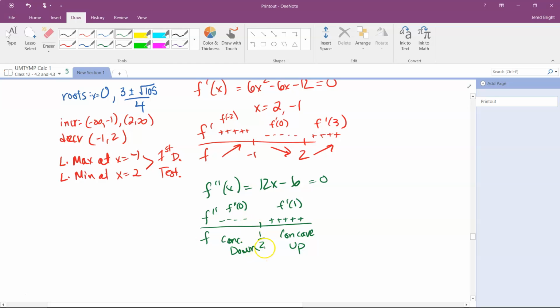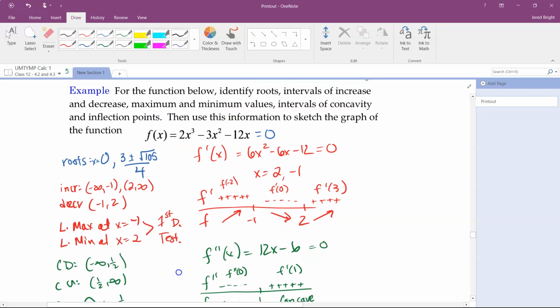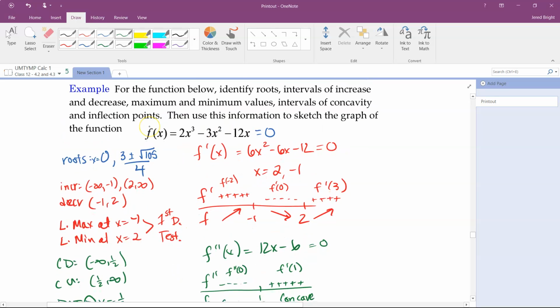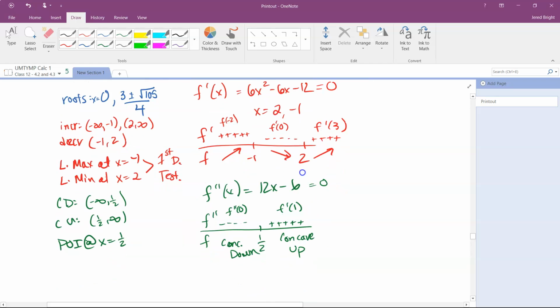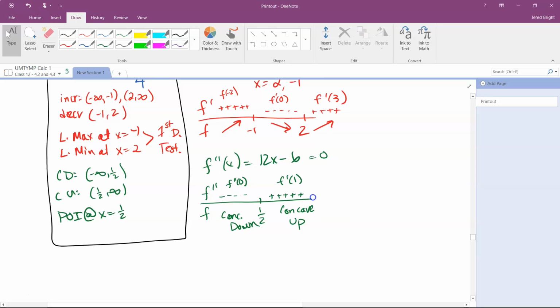Okay, and then consequently the point of inflection is 1/2. So I'm just going to say concave down on minus infinity to 1/2, concave up on 1/2 to infinity, and then I'm going to list my point of inflection at x is equal to 1/2. Okay, whew, I think I have everything. So now what I want to do is take all this information I've compiled and put it into a graph.